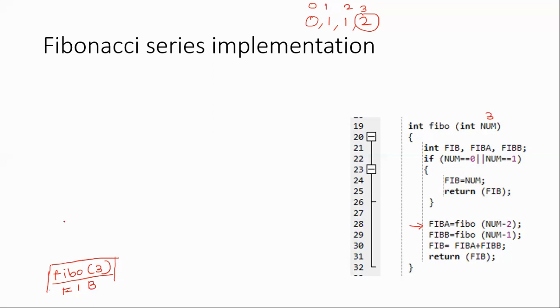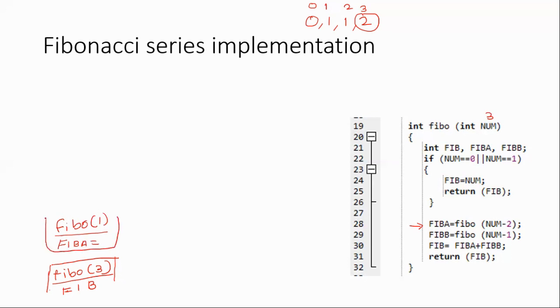What is the function call here now? That is Fibo of 3 minus 2, that is 1. 3 minus 2, 1. And when it returns a value, that will be FibA. That will be FibA. Okay.